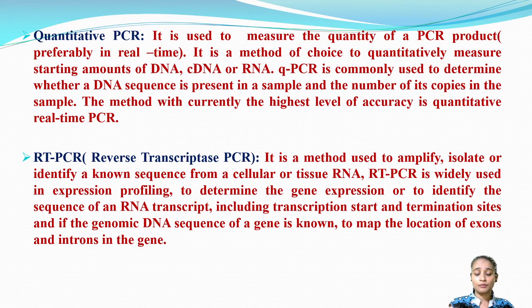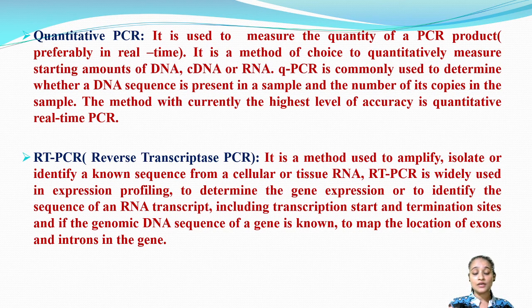Many people get confused between quantitative PCR and real-time PCR, but there is a little bit of difference between these two PCRs. It is a method used to amplify, isolate or identify a known sequence from a cellular or tissue RNA. Real-time PCR is widely used in expression profiling. So this is the main difference between quantitative PCR and real-time PCR.